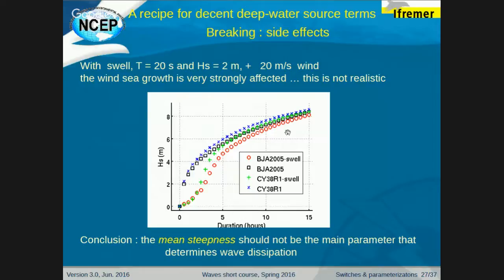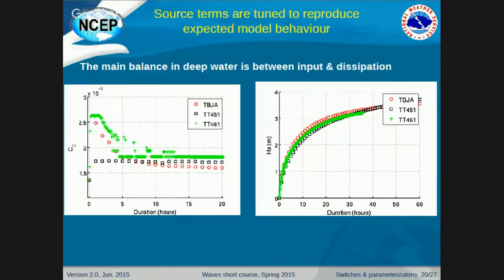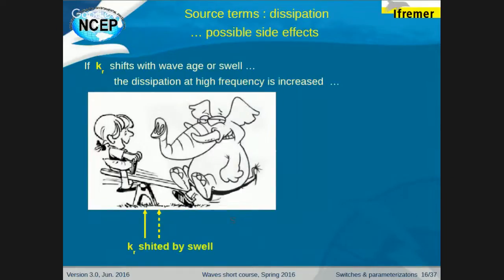The new version is a bit better. That's between the green and the blue, but still you can see the difference even after 10 hours. It's converging very slowly back to what the wind sea should be. Okay, so that's what should not be used in the model. So already mean steepness is very bad.